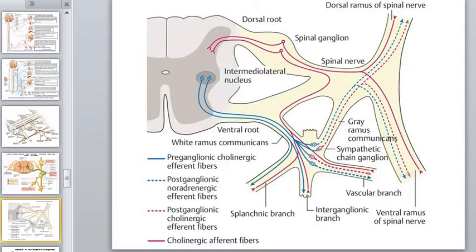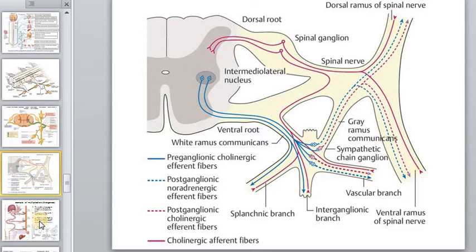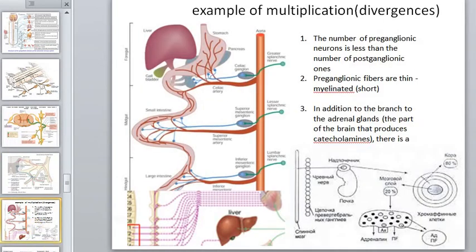So we have an example of multiplication or divergence. The number of preganglionic neurons is less than the number of postganglionic neurons. And postganglionic fibers are thin, unmyelinated, and short. And in addition, we have the branch to the adrenal glands, as a part of the body that produces catecholamines. There is a special reflex arc to this organ.